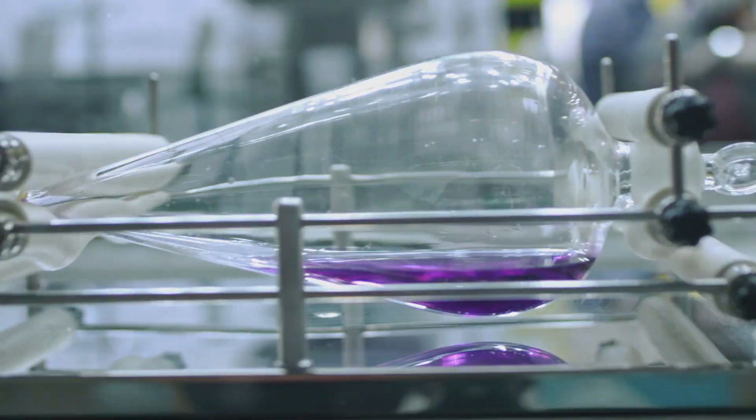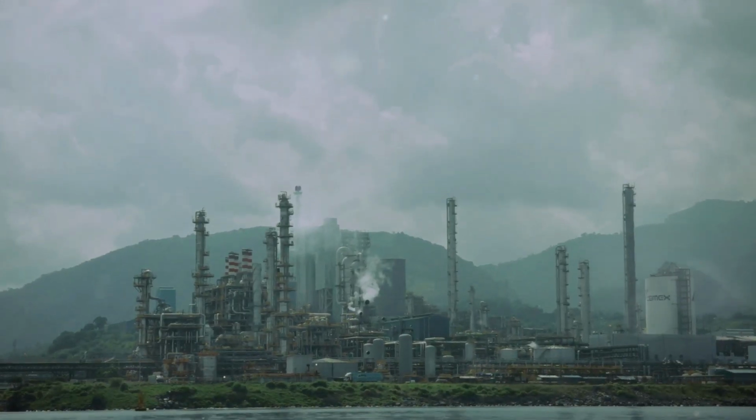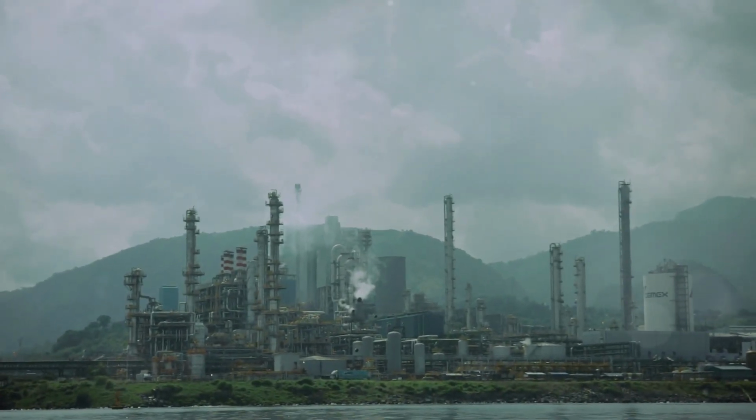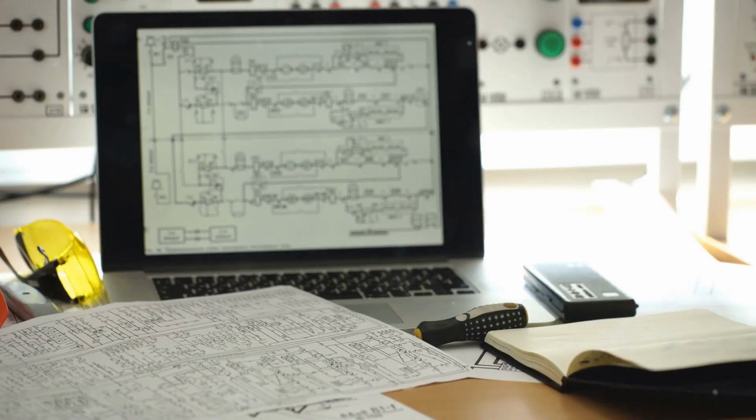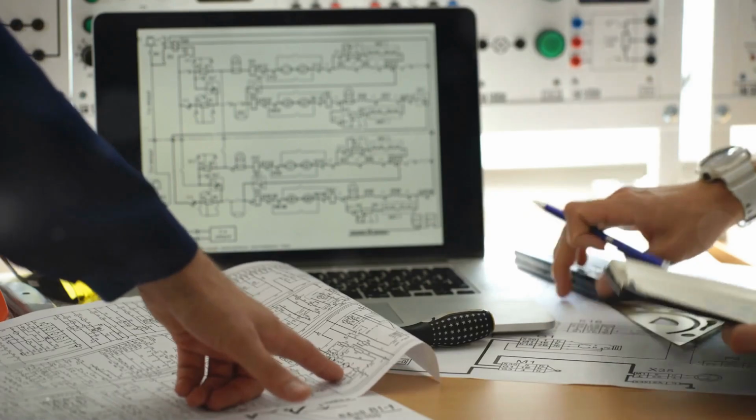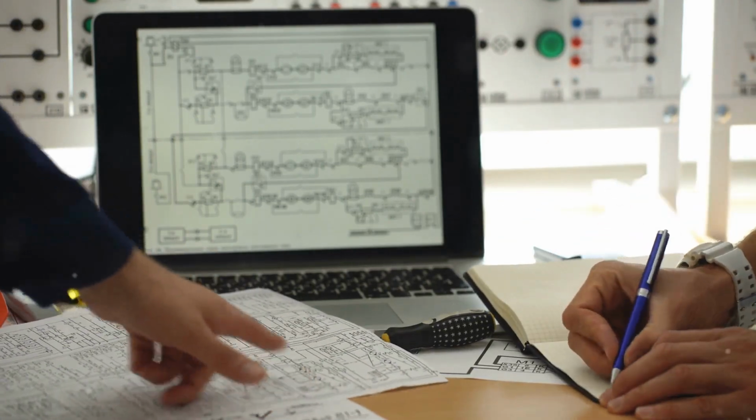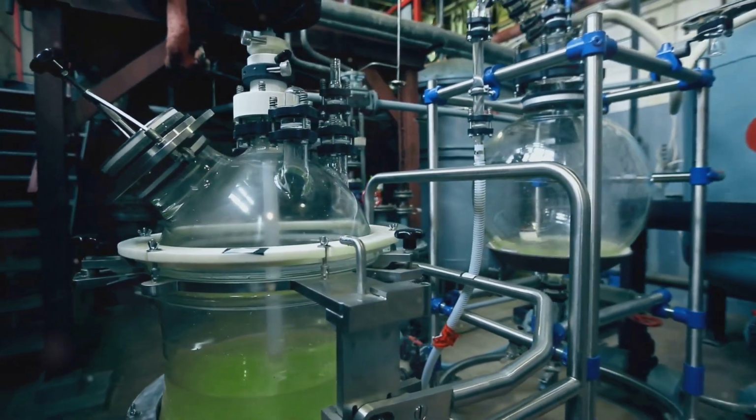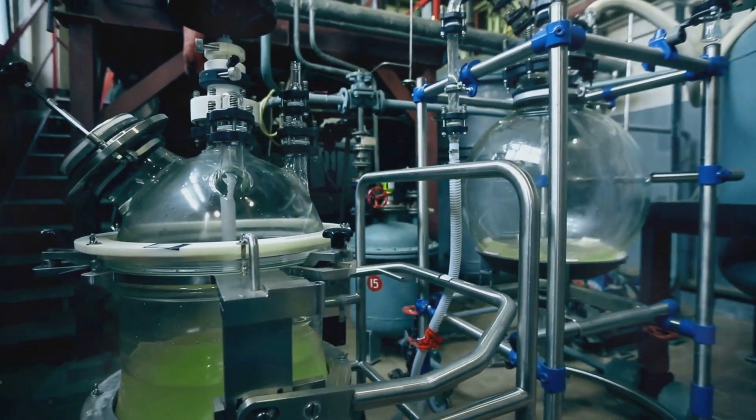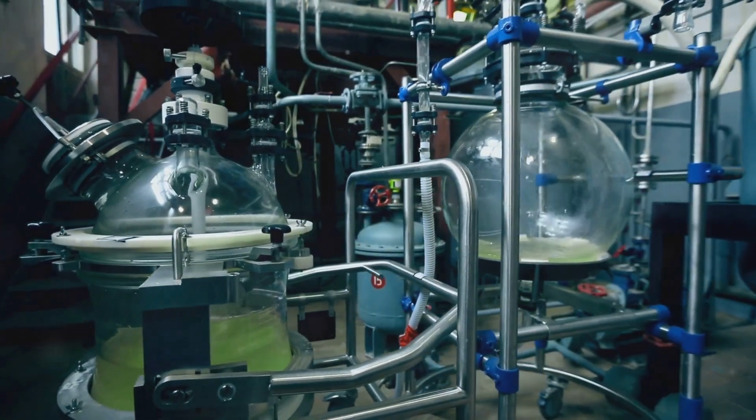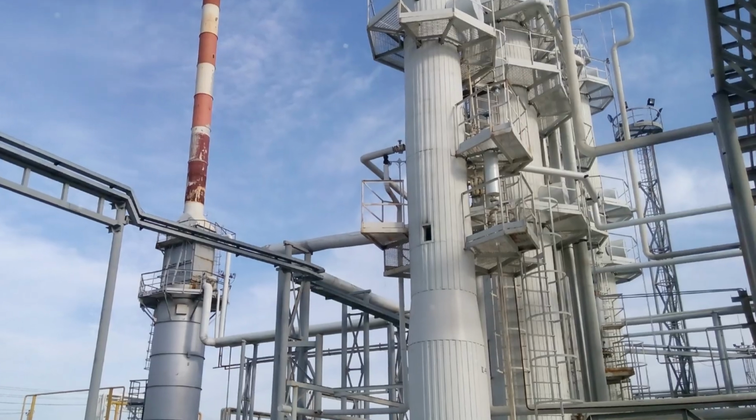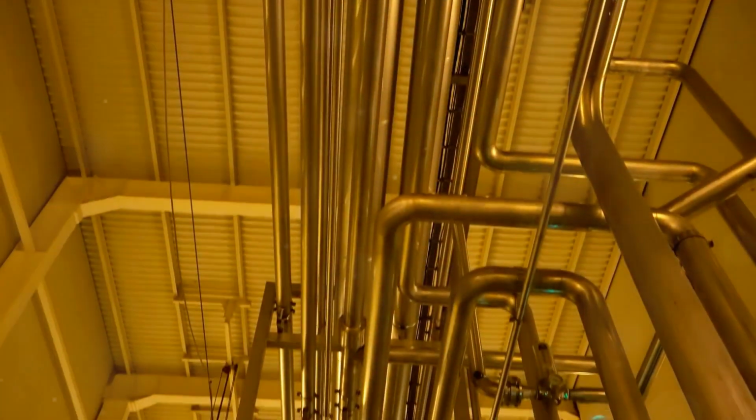Classifications of separation processes. In chemical engineering, separation processes are essential for isolating desired components from mixtures. These processes can be broadly categorized based on the principle or mechanism of separation. Here are the primary categories: mechanical separations, thermal separations, mass transfer separations, membrane separations, electromagnetic separations, chemical separations, and supercritical fluid extraction.